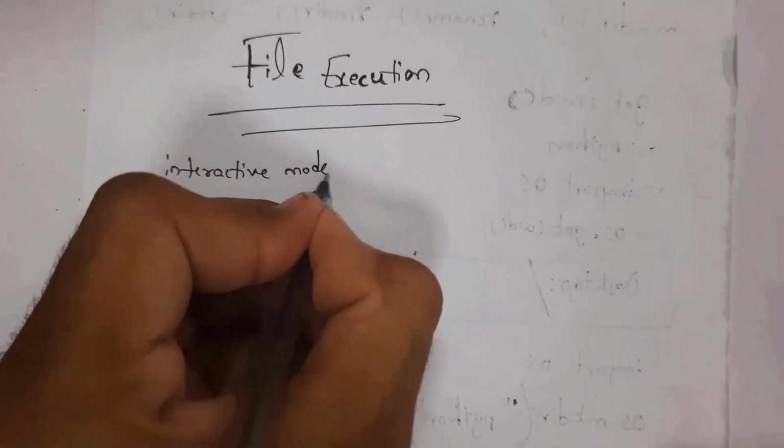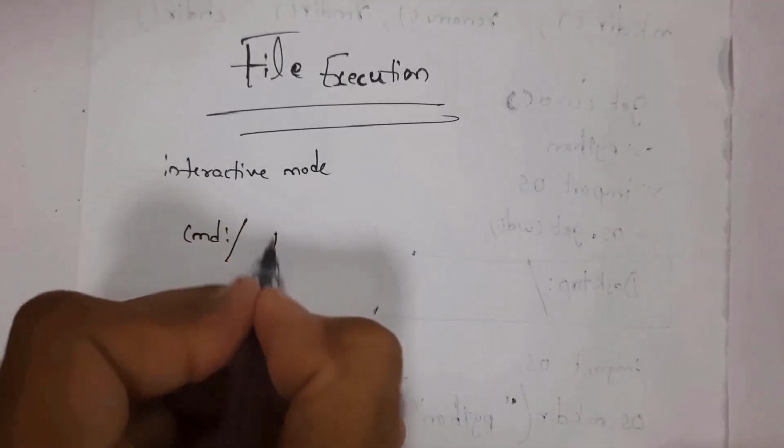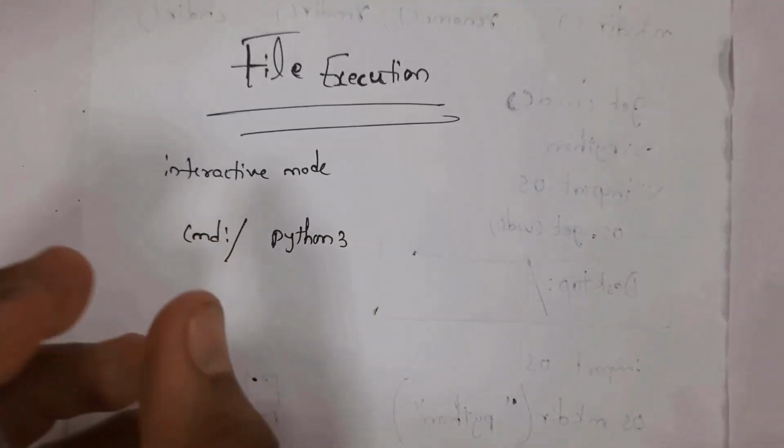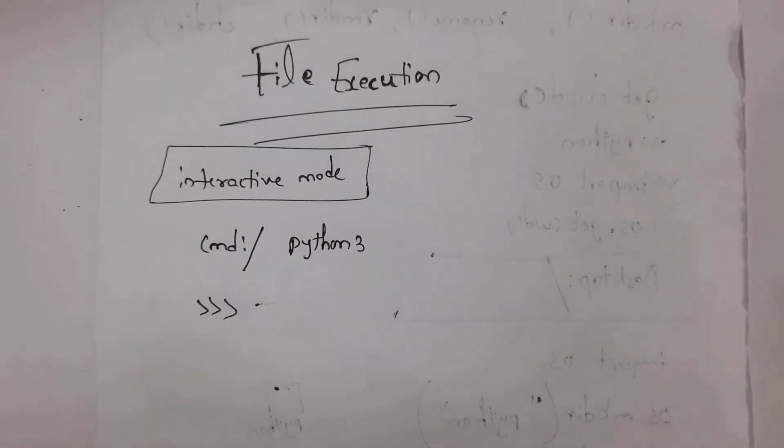Next I will explain file execution in Python. There are various ways we can execute a Python file. First one is by using interactive mode. Interactive mode is nothing but you need to open command prompt, and inside command prompt you need to write python3. Whenever you write python3, it will open Python, and now you can write Python code inside command prompt. This is the first way to run Python.